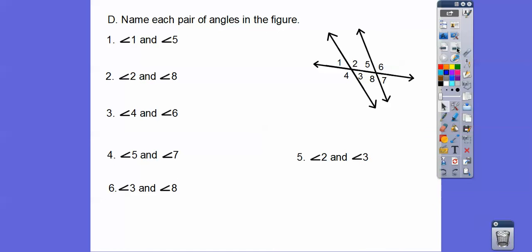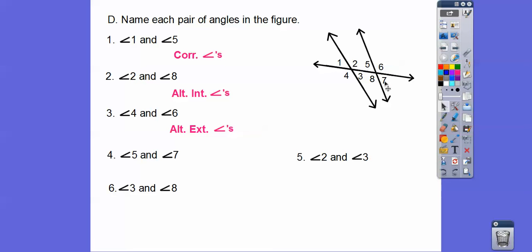Okay, all right, so here we don't have parallel lines, so all that magic doesn't happen, but we can still name the angles. Okay, so name the pair of angles, angles 1 and 5. Those guys are corresponding angles, okay? Imagine if I slid this line over here, 1 would go over there. 2 and 8, they are inside, alternate interior angles. Okay, 4 and 6 are both outside, and they're on alternate sides of the transversal, so they are alternate exterior.